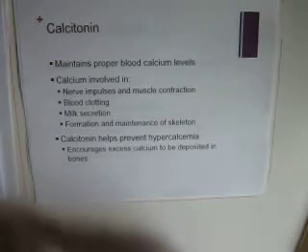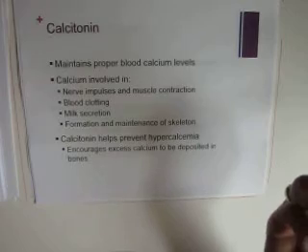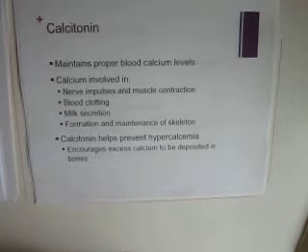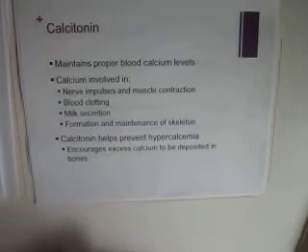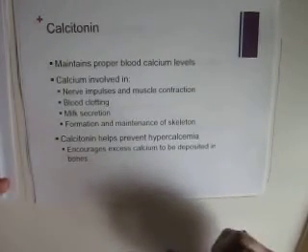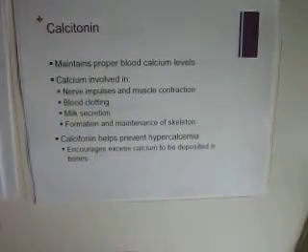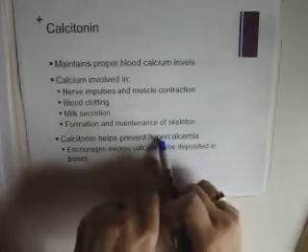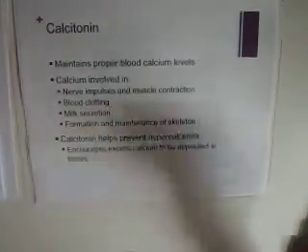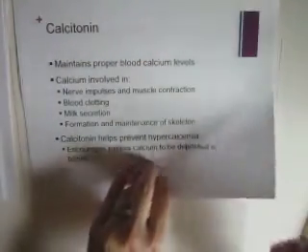Calcitonin maintains proper blood calcium levels, right? Calcium is involved in nerve impulses, blood clotting, milk secretion, and formation and maintenance of your skeleton. And calcitonin basically prevents hypercalcemia. So calcitonin's target is the bones, and it prevents hypercalcemia. So it prevents you from getting too much calcium everywhere.